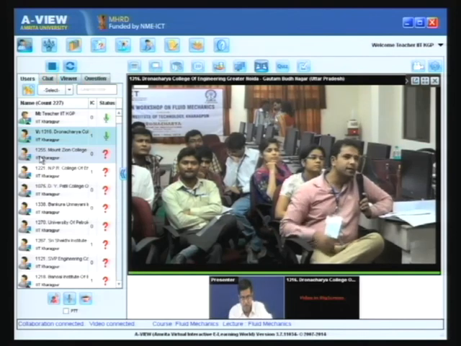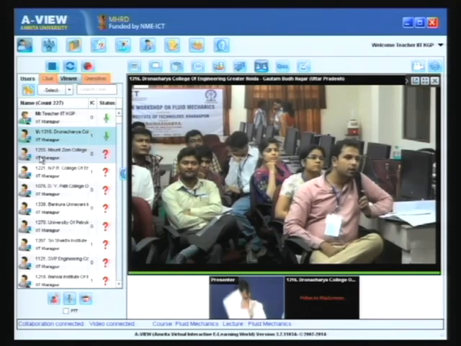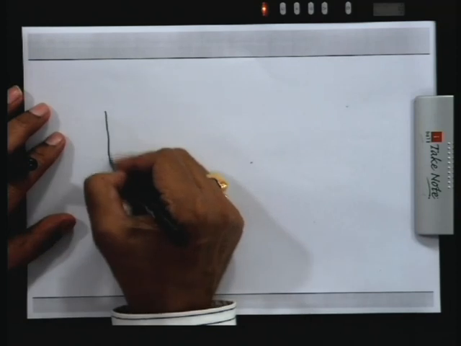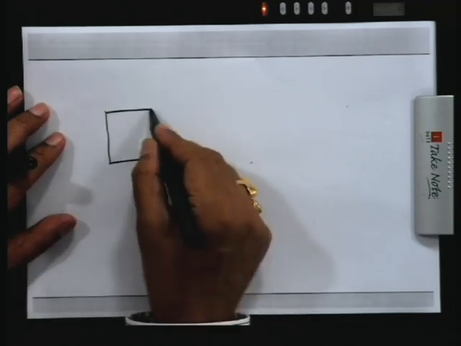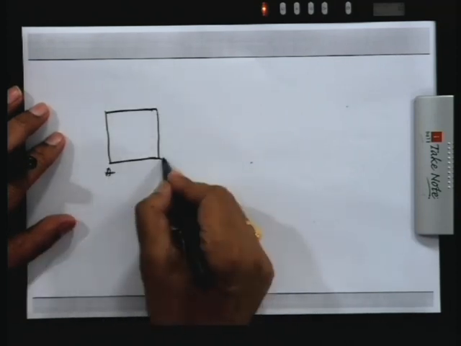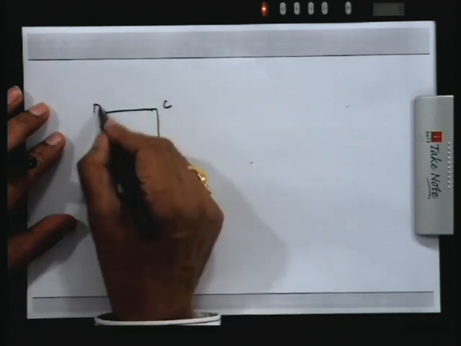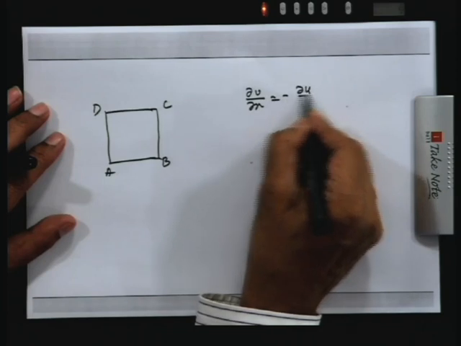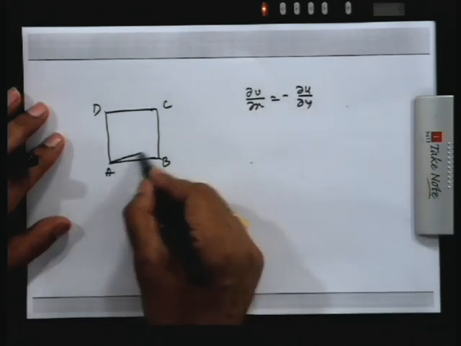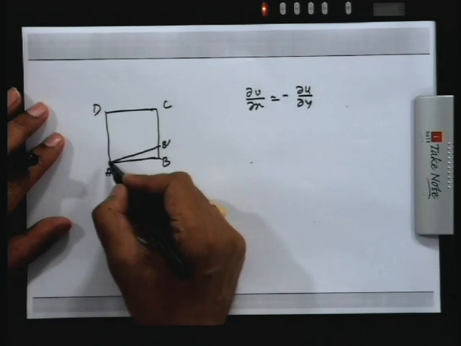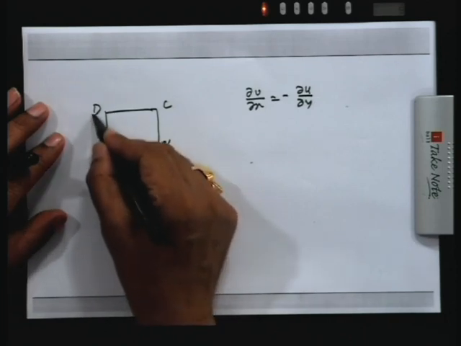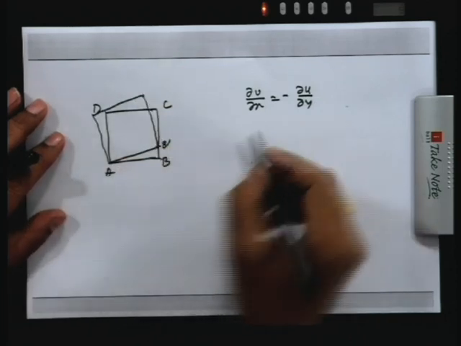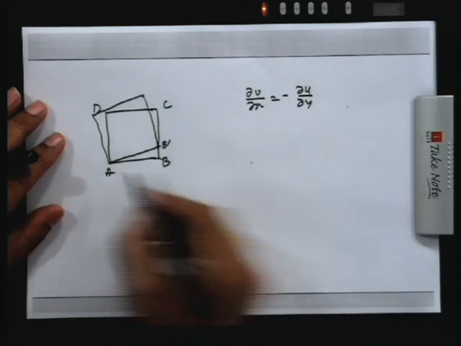Yes, this is very simple. That is in the opposite direction. Again I am telling you, this is very simple. This is A, B, C, D. Now del V del X is minus del U del Y. I first take del V del X positive, then A, B will be like this. And del U del Y will be negative, means A, D will be like this. You understand? But when I take del V del X negative, then what will happen?